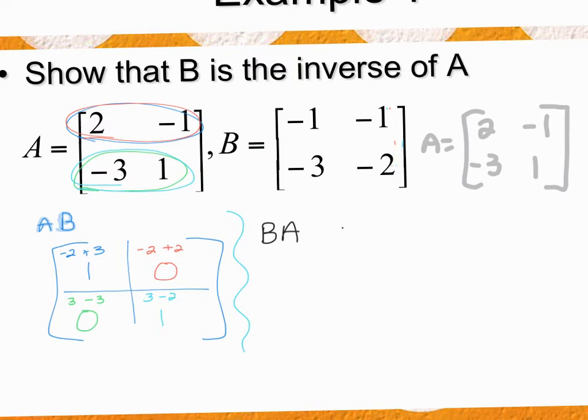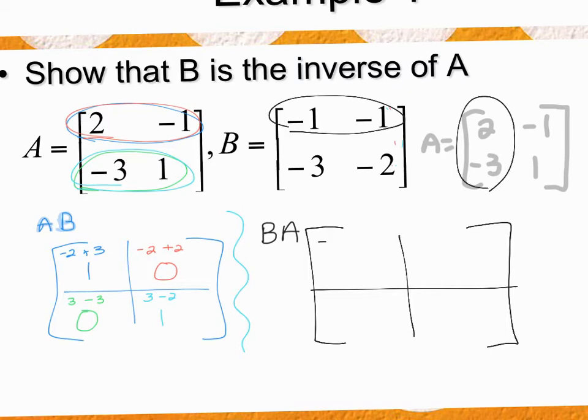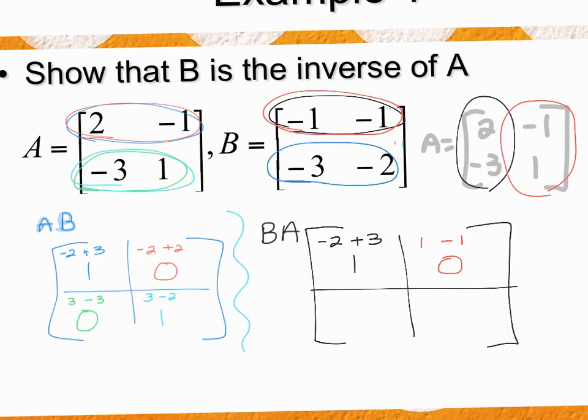I know, again, it's going to be a 2 by 2. Row 1, column 1, negative 2 plus 3, which is 1. Row 1, column 2, 1 minus 1, which is 0. Row 2, column 1, negative 6 plus 6, which is 0. And row 2, column 2, 3 minus 2, which is 1. So if the directions say show that B is the inverse of A, you're proving your work by doing A times B and B times A, and the results both times should be the 1, 0, 0, 1.